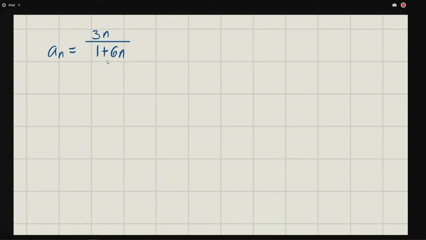So the first bit's pretty easy, right? For a1, for example, we just plug in 1 for n, because it's a_n. So we'd have 3 over 1 plus 6, because we just replace n with 1. Now, they want us to do it to 4 decimal places of accuracy. Just for example, a2 is 3 times 2 over 1 plus 6 times 2. And we do this on and on. I've actually already calculated those values, so let me go ahead and grab those for us real quick.